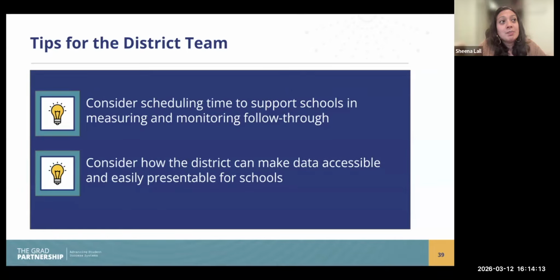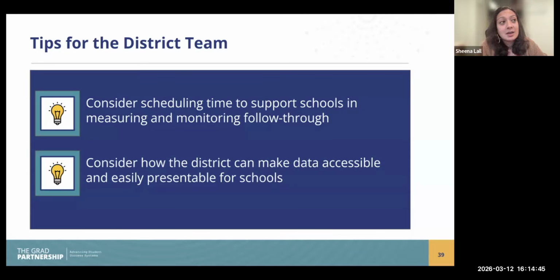One of our biggest obstacles, I would say, has been the idea of actually following through on the plan. And these teams, they've put so much time and effort, and their students have been so excited to share ideas and say, like, wow, we're really making a change. It's so important that we actually follow through with our interventions. And for the district, it's so important that we figure out ways that we can actually support schools in making that happen. And then we have to consider how the district can make data accessible and easily presentable for schools.